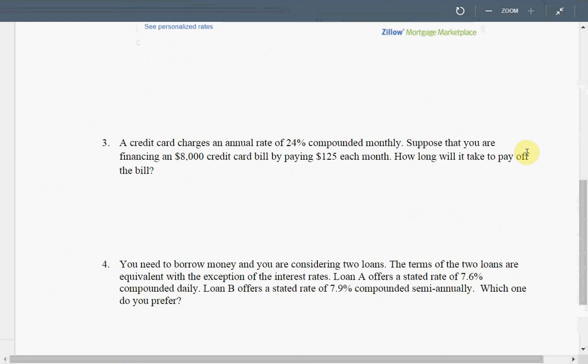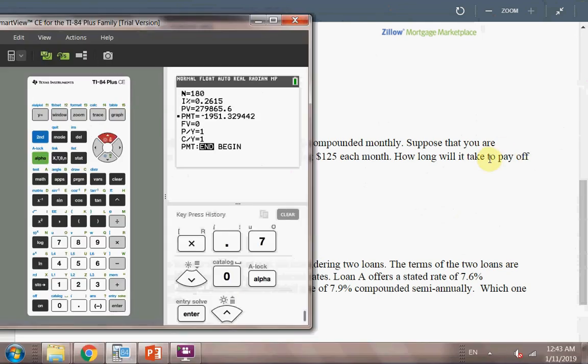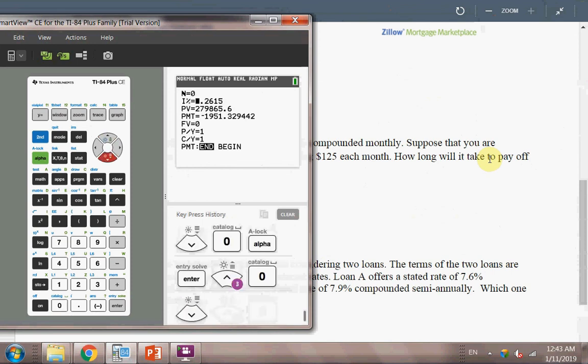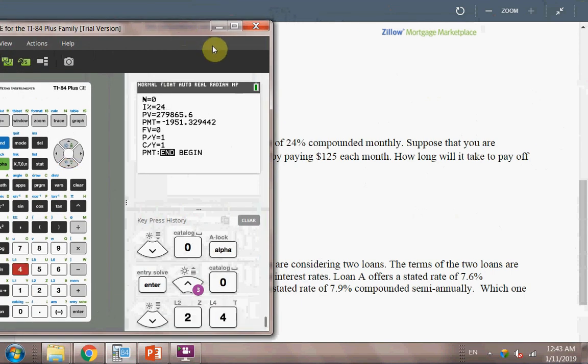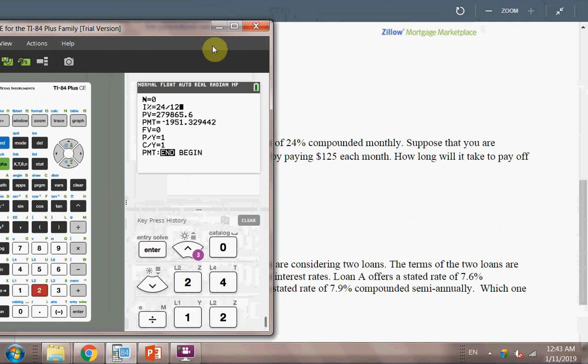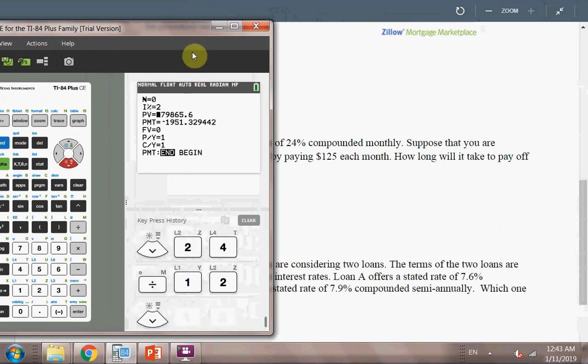All right. So the thing is, you just borrow $8,000. That's cash inflow, and you are going to pay $125 each month in the future. And you want to know how long it will take. So I'm going to solve for n, the time of the payment. The interest is 24% per annum, so 24 divided by 12, that's 2% each month. A lot of credit card companies in the United States charge over 20% annual rate, so this is pretty normal. And then present value here is 8,000.